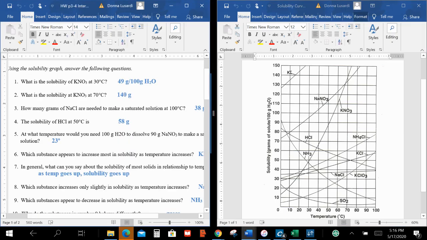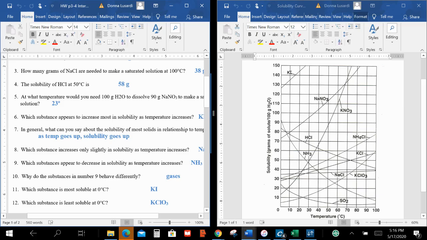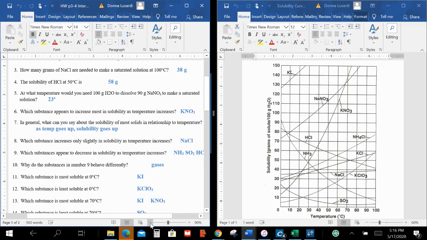Let's go a little further. Which substance appears to increase most in solubility as temperature increases? So we're looking for the one that has the steepest rise with temperature. Well, we have a whole bunch of them that are going up, but the one that's going up the most with temperature goes from about maybe 14 grams at 0 degrees up to 150 grams at 75 degrees. So I would say that KNO3 goes up the most.